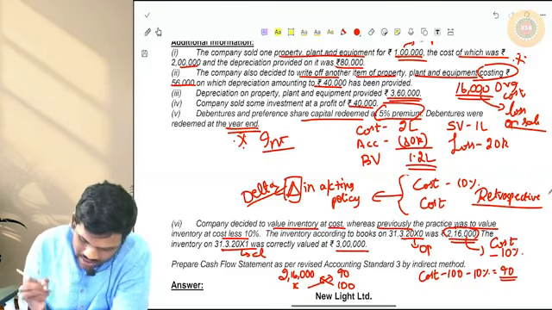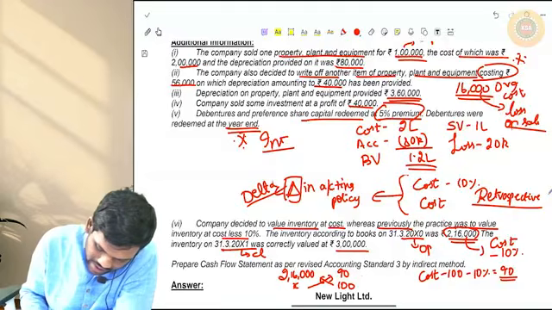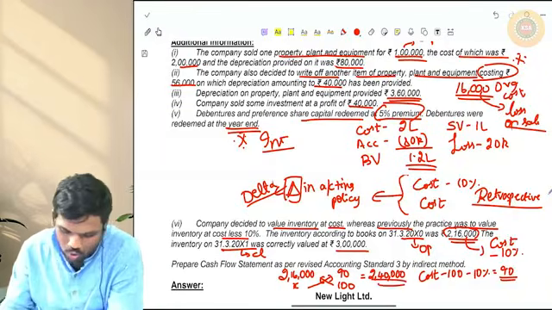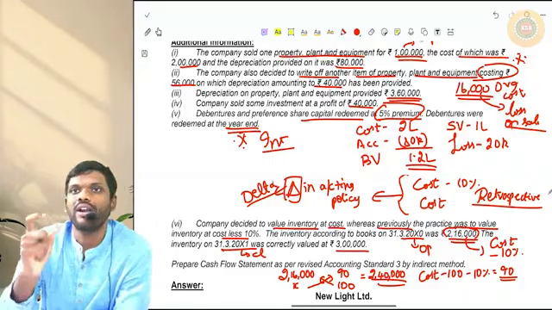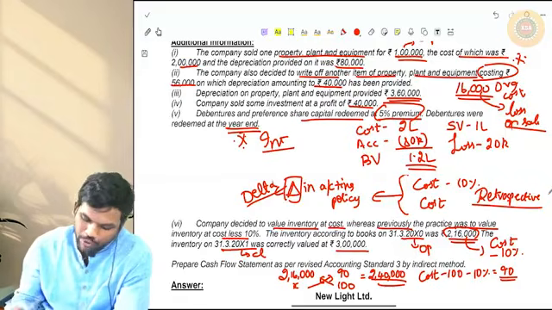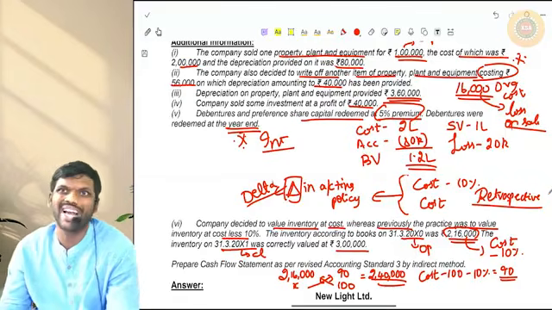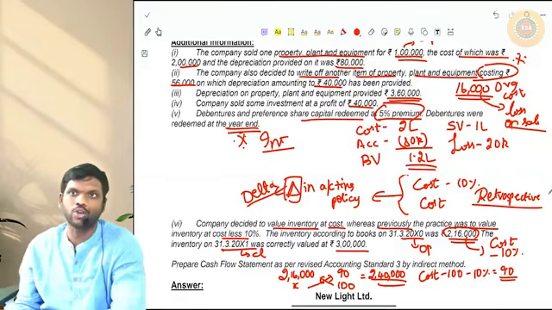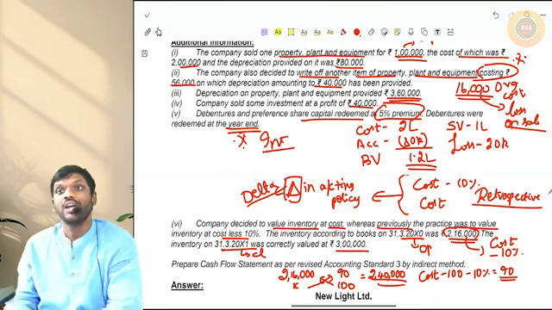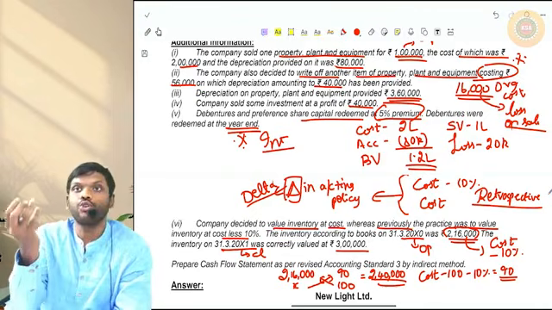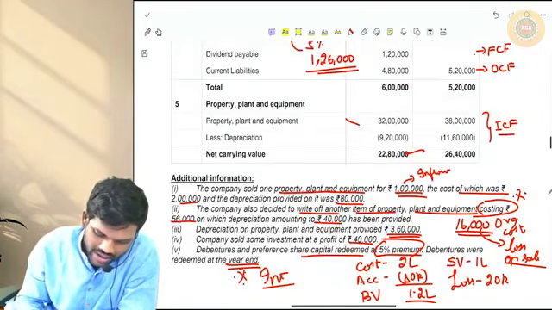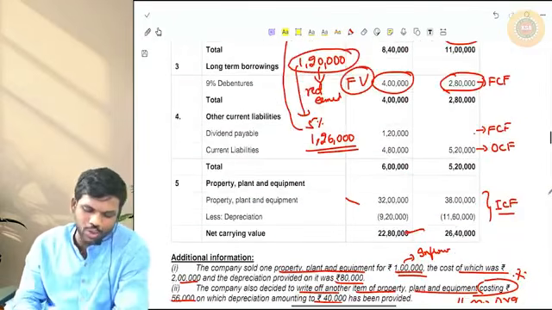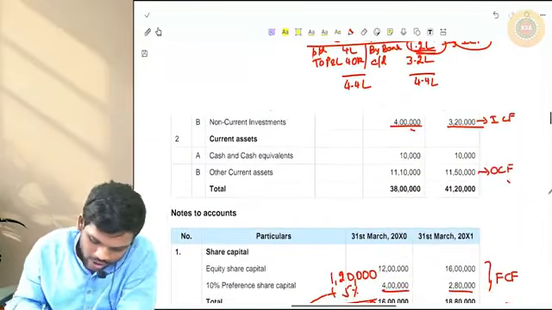So 2,16,000 into 100 by 90, you will get the answer as 2,40,000. So this is the 100% of cost, which earlier you had reduced by 10%, that is 24,000, and valued it at 2,16,000. Now you want to go back to cost. So in the last year, you have to increase your inventory. You cannot show the inventory at 2,16,000. That inventory should be increased to 2,40,000.